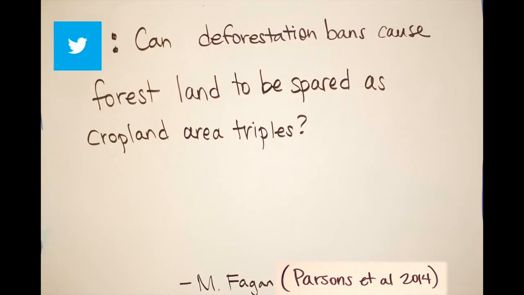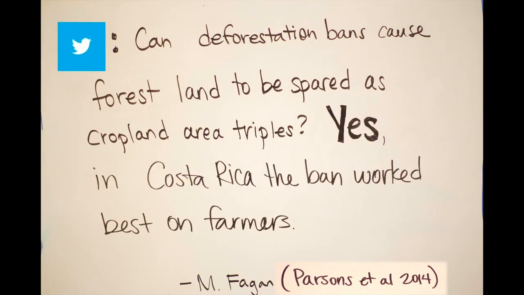A tweetable abstract should clearly and concisely summarize your study. There are various ways of doing this. For example, you could start with a leading question, and if you have space in the tweet, you could answer that leading question, like this tweet does. Can deforestation bans cause forest land to be spared as cropland area triples? And then they answer it saying, yes, in Costa Rica, the ban worked best on farmers.